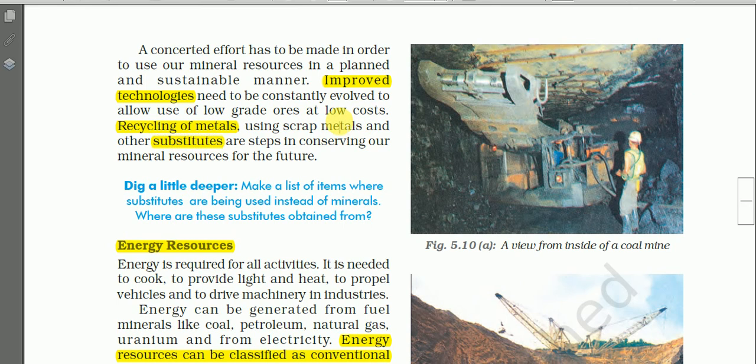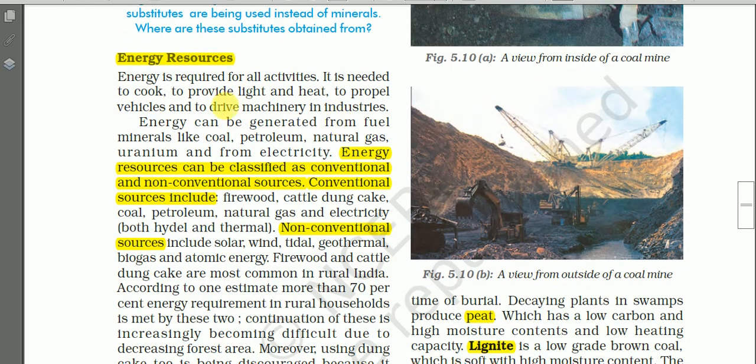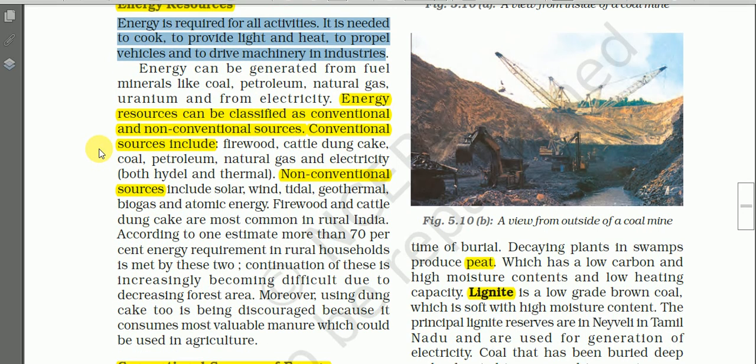Okay, then we have these energy resources, and the uses of this energy are given here, and you also will be knowing energy is required for all activities. It is needed to cook, to provide light and heat, and to propel vehicles, means to run the vehicles, and to drive machinery in the industries. So we need to explain about the uses of energy, and you are also using energy. That mobile phone that you are using, computers that you are using, all require energy resources.